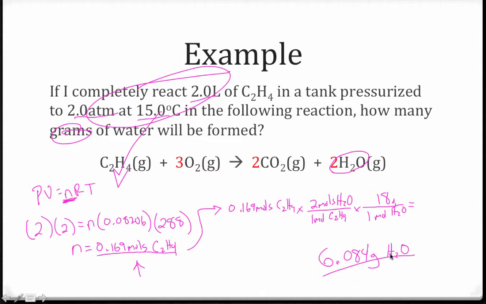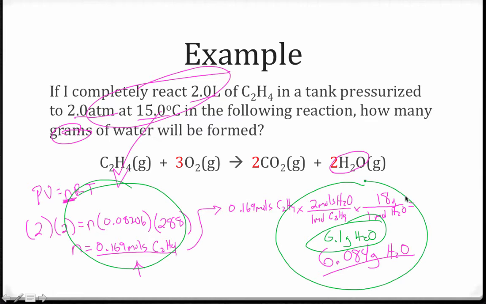Just to be careful, we should round this to the correct number of significant digits, and with that information, I get the number 6.1 grams of H2O. And that's our answer. What I want you to notice before we move on is we really haven't done anything new here. We just used our new content, which is ideal gas laws, and our old content, which is stoichiometry, and simply used them together to do a new job.